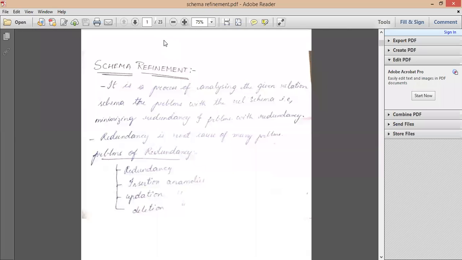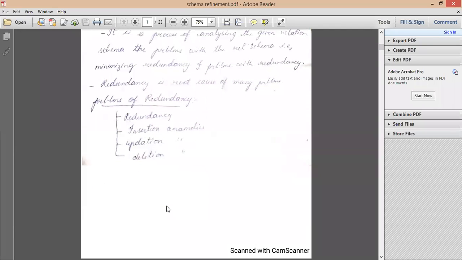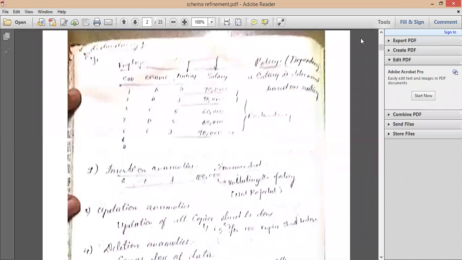Now, what are the basic problems of redundancy? The basic problems with redundancy are insertion anomaly, updation anomaly, and deletion anomaly. I have said these in the labs also. So what is insertion anomaly? I'm sorry, it's a bit blurry, but let us see.